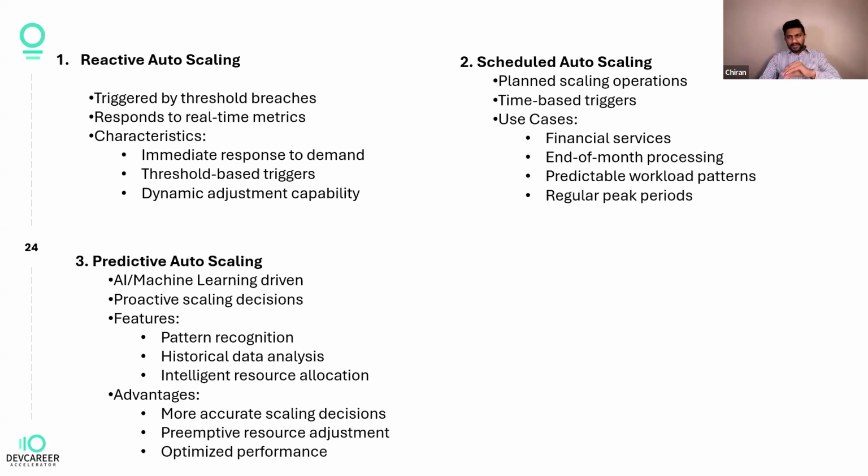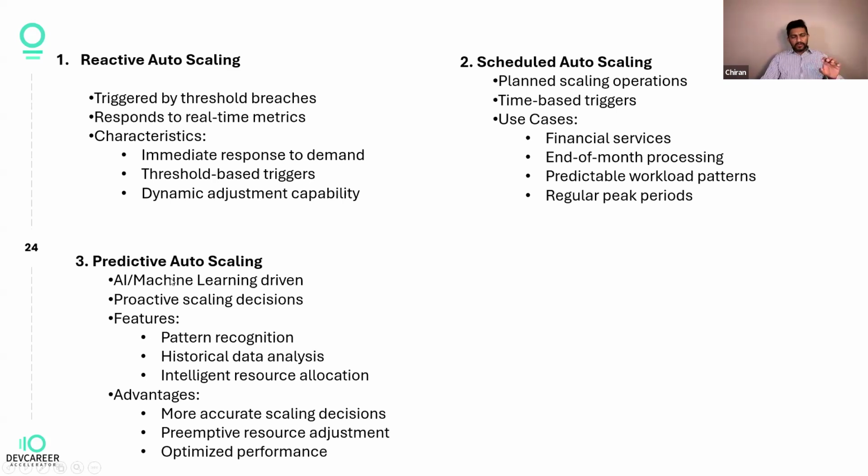It can be seasonal. It can be daily. I mean, you scale up during the day, you scale down during the night. So scheduled scaling is based on the time. It could be day or the year. And then we have predictive auto scaling. So predictive auto scaling, I mentioned AI. Predictive auto scaling is not new.